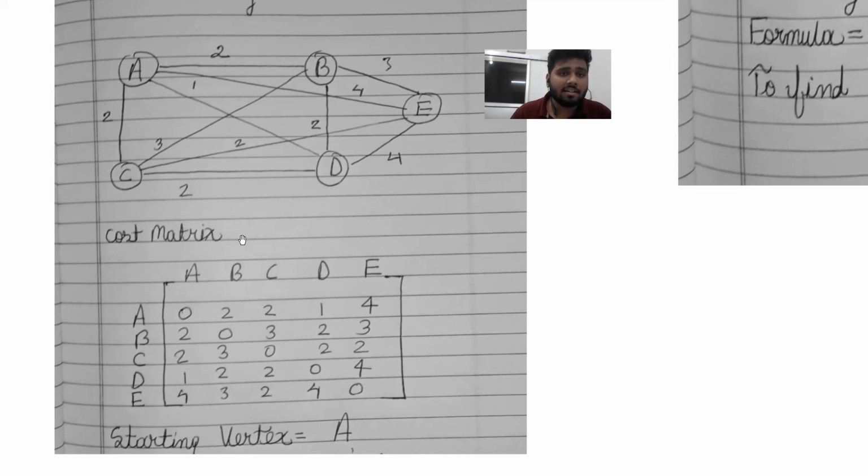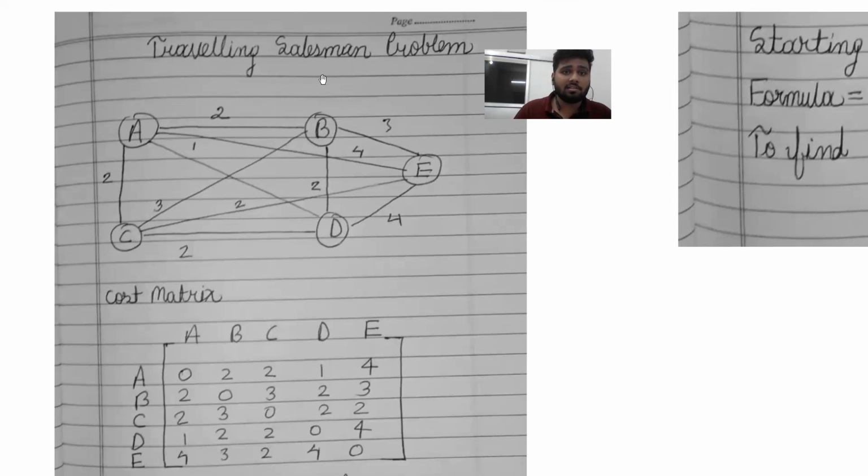So we will write the cost matrix like this. For A, it's 0 because it is on the same position. For AB, it is 2. See, the salesman is in position A. So he is moving from A to B. So we have to write the value for AB is 2. For A to C, it's 2. For A to D, it's 1. For A to E, it's 4. So we will write the values I discussed for A.